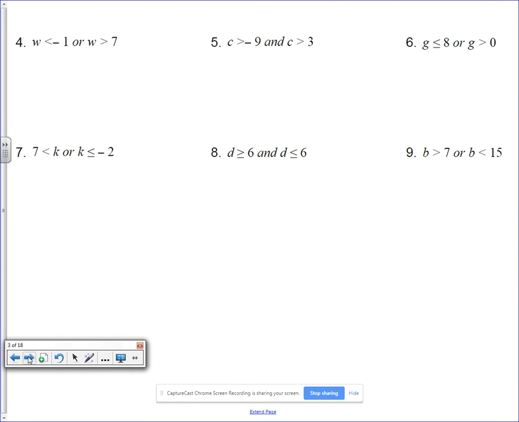Okay, so now I'm up to number 4. Okay, I'm over to Braden. Braden, is the first one written in the correct order? Is the second one written in the correct order? Okay, so which number will go on my number line first? And then we have that 7. Okay, what kind of circle is going to be on -1, Braden? And which way am I going to shade that? What kind of circle is going to be on that 7? And which way am I going to shade that?